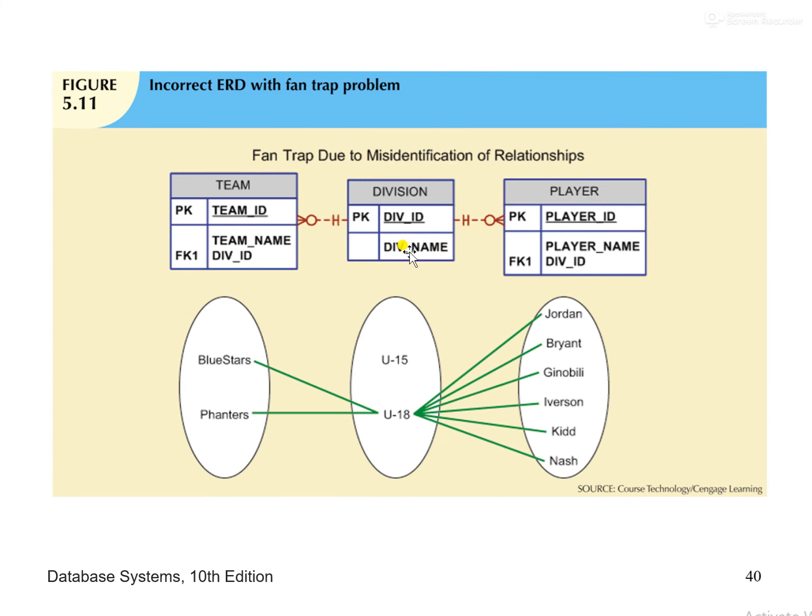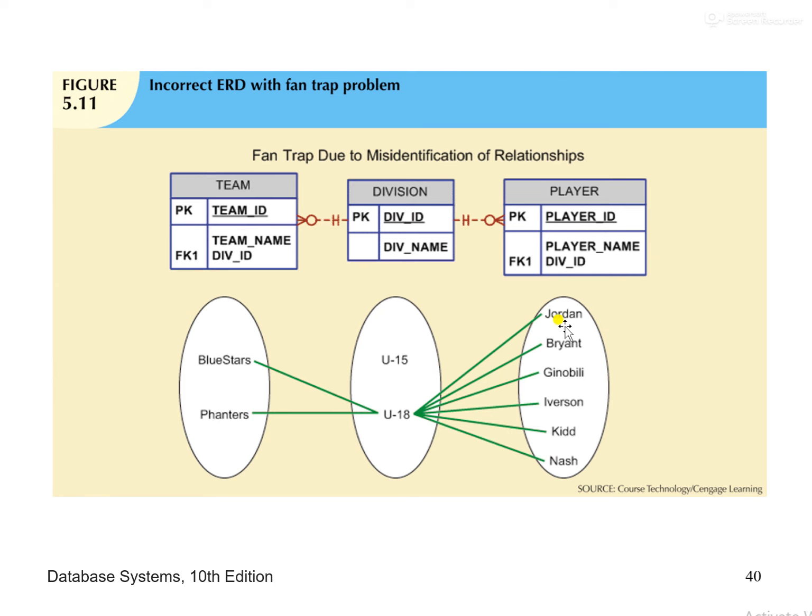In this example, we have a scenario where each division has many players, and each division has many teams. Division is in a one-to-many relationship with team, and division is in a one-to-many relationship with player. The problem here is, we show some instances. We have two divisions, U15 and U18. We have two teams, Blue Star and Planters, and here we have the player information.